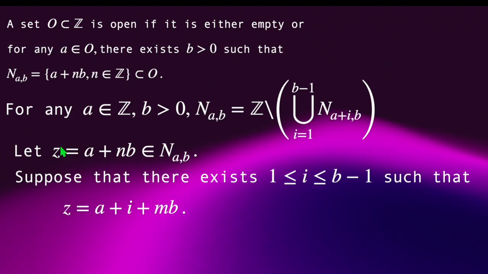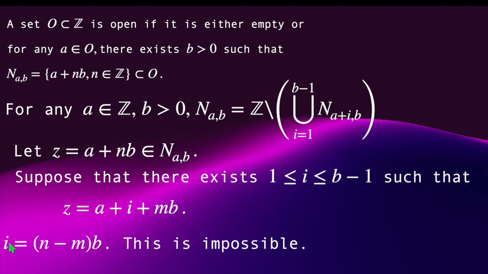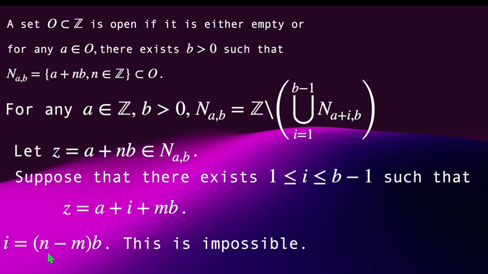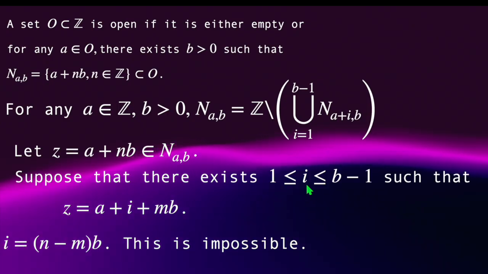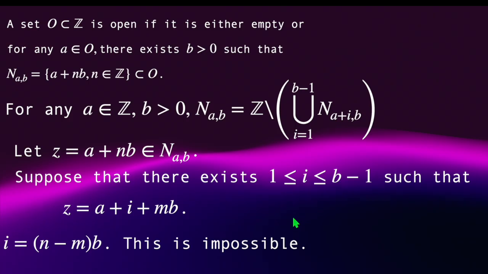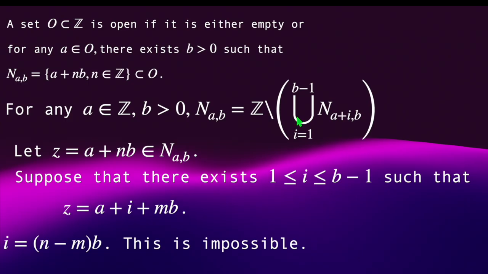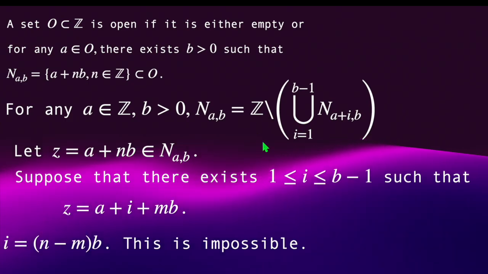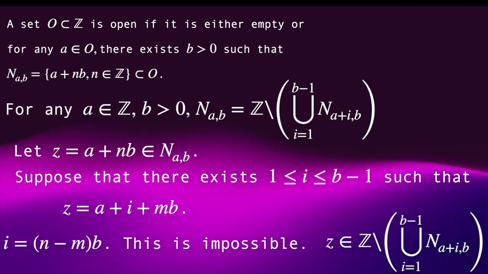So by comparing these two relations, we deduce that A is equal NB minus NB, which means that A is equal N minus NB. This means that B divides E, but E is less or equal to B minus 1, which is impossible. So Z is in this set, and we have this.